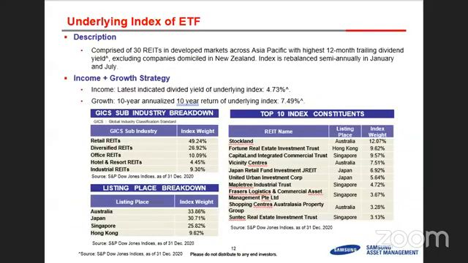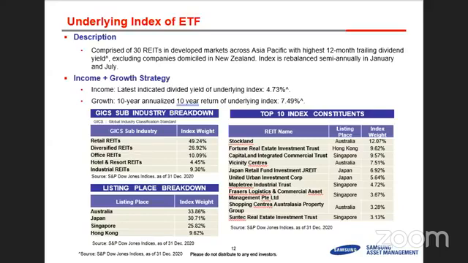Now let's also look at the characteristics of the underlying index, which is the S&P High Yield Asia Pacific ex New Zealand REITs Select Index. Because ETF is a passive index tracking vehicle, the characteristics of the underlying index will tell you a lot about the feature of a product. So this index was developed by S&P Dow Jones Indices, which is also the index provider for the premium US benchmark S&P 500. This REITs index is comprised of 30 REITs in developed markets across Asia Pacific with highest 12 months trailing dividend yield, excluding companies domiciled in New Zealand.